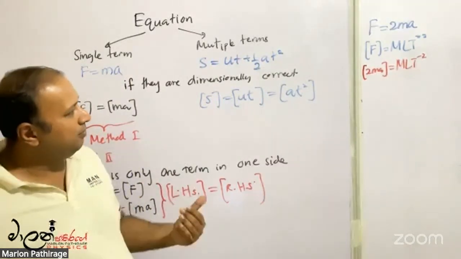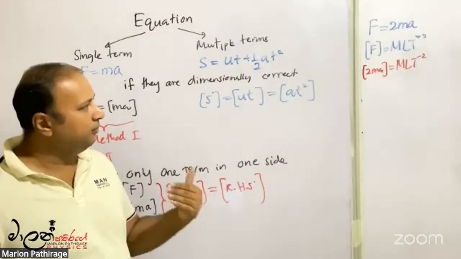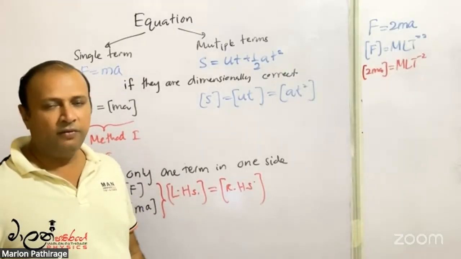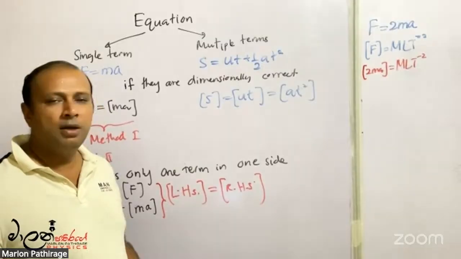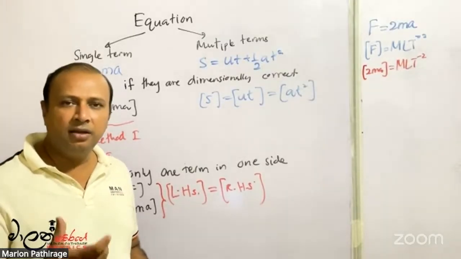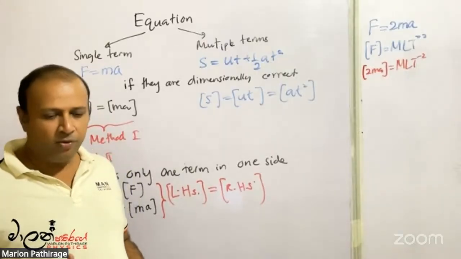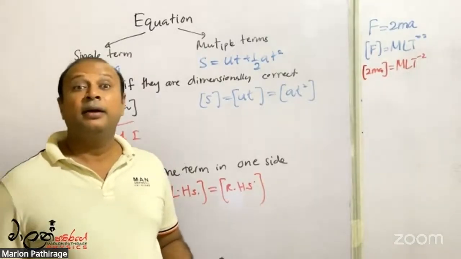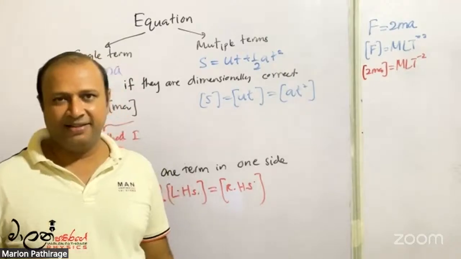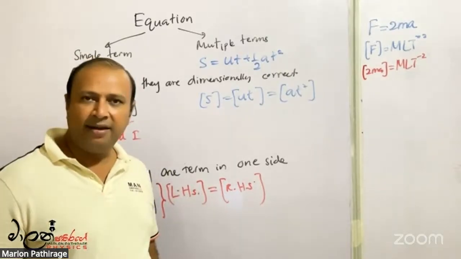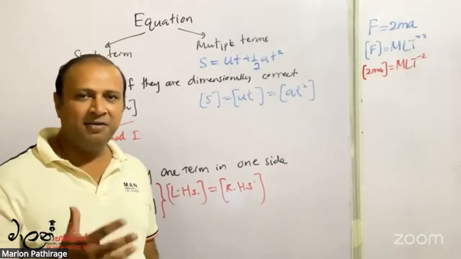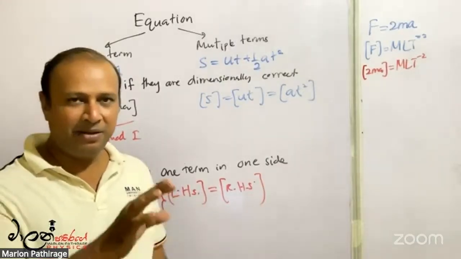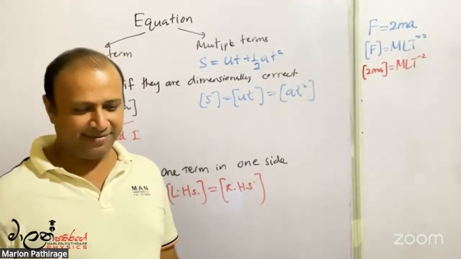Suppose f equals ma. If you want to find the accuracy accurately, then you have to do some experimental procedures to evaluate the numerical factors. Otherwise, you cannot say whether this equation is 100% correct or not. You can only say this equation is dimensionally correct. That is the only thing.